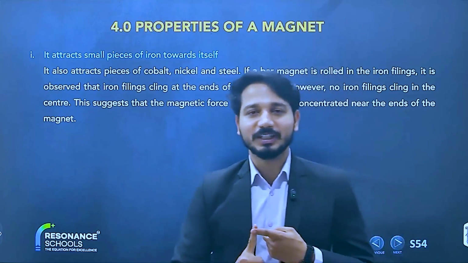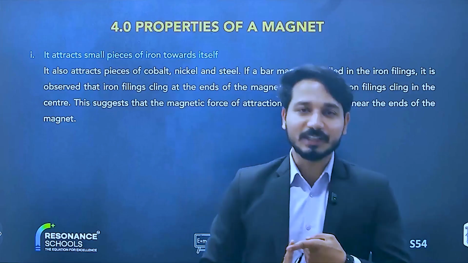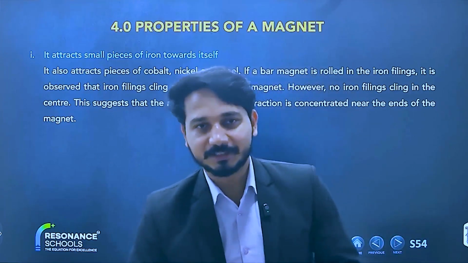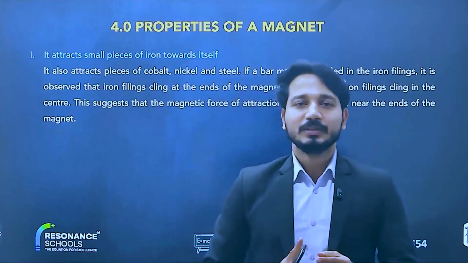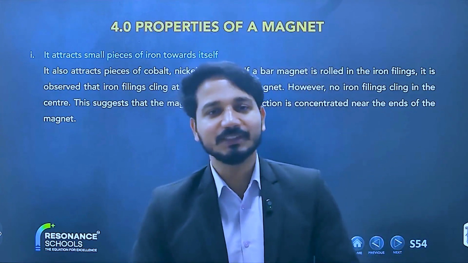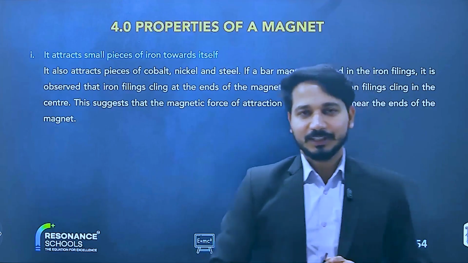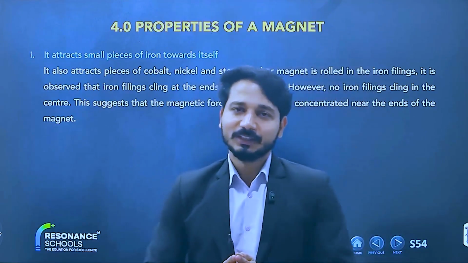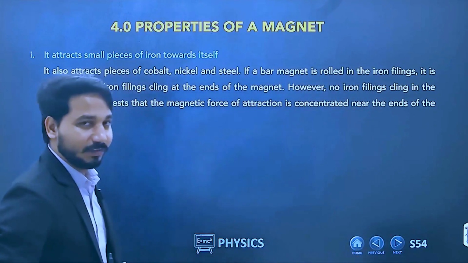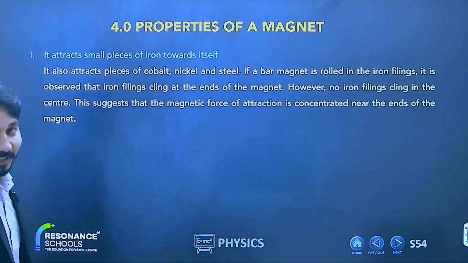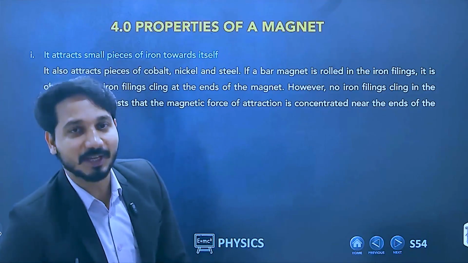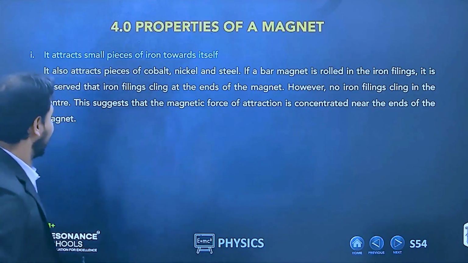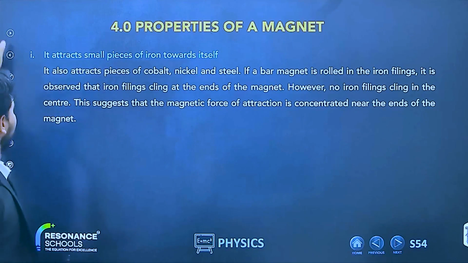So first property we can say it has an attractive property. It attracts metals like iron, cobalt, nickel, bismuth towards itself, right? It can attract. So first property of magnet is this only. It can attract the magnetic material. In one word, if we want to say, we can say it attracts the magnetic material, right? Now, next.